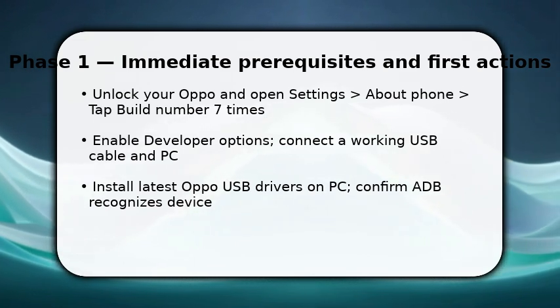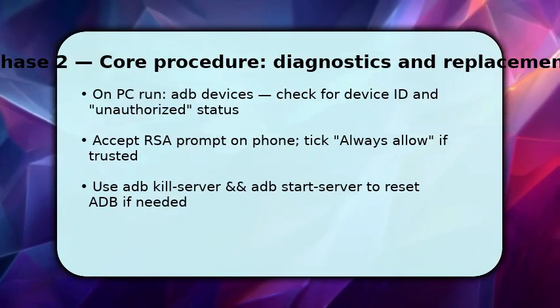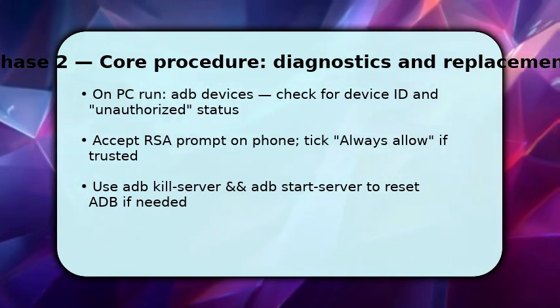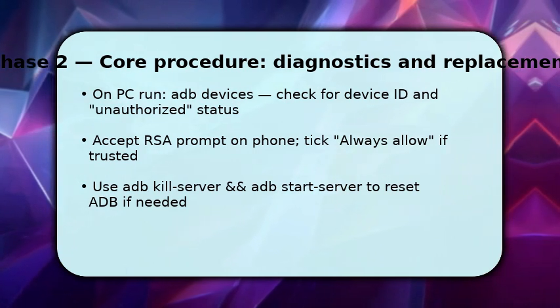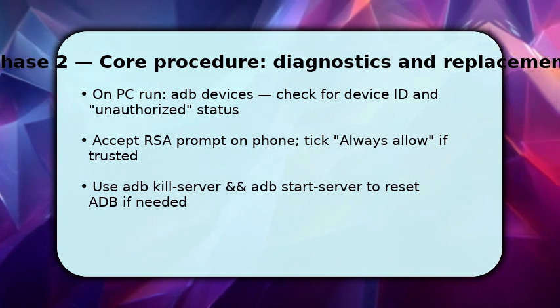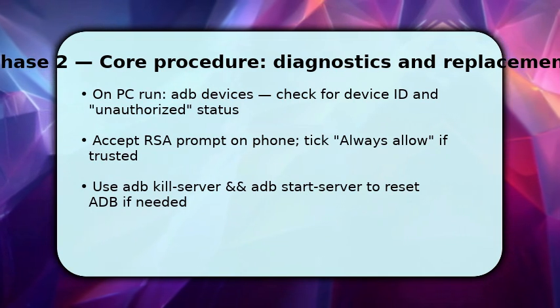You now verify the connection by running adb devices on your computer. Look for the device ID or the word unauthorized. If you see unauthorized, watch the phone for the RSA key prompt and tap allow. Choose always allow when connecting to a trusted PC. Once accepted, rerun adb devices. You should see the device listed.